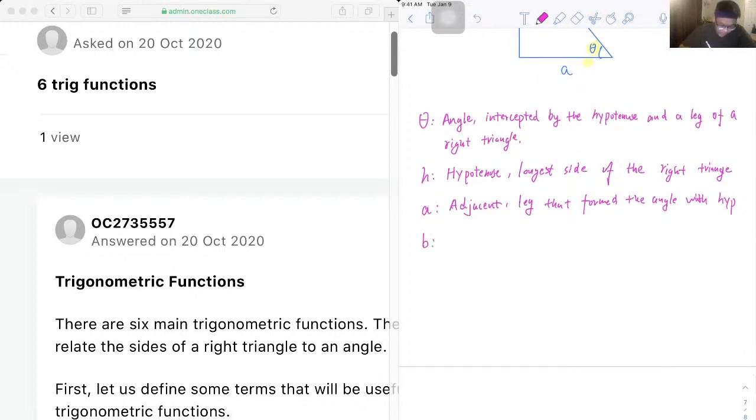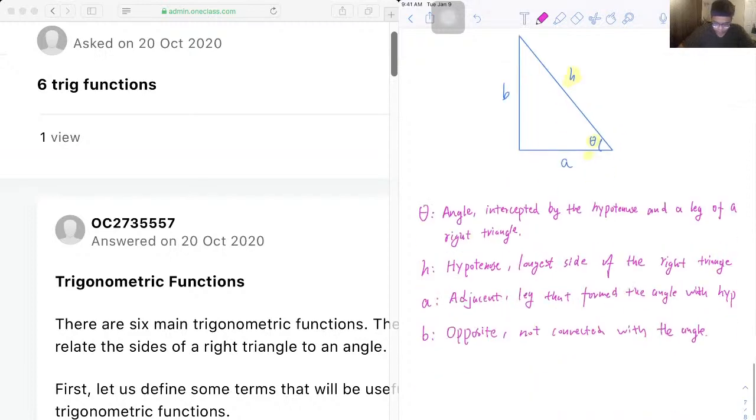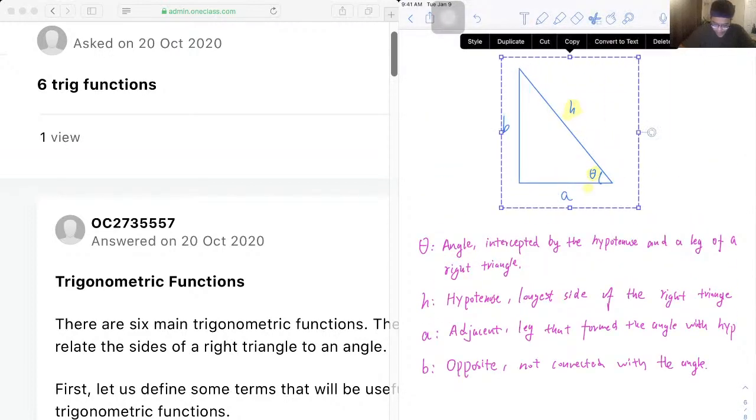And last we have our B, which is the opposite side. So this leg is not connected with the angle. All right. Okay. So let's go back to our 6 trig functions. And let's just copy down the graph to the next page.